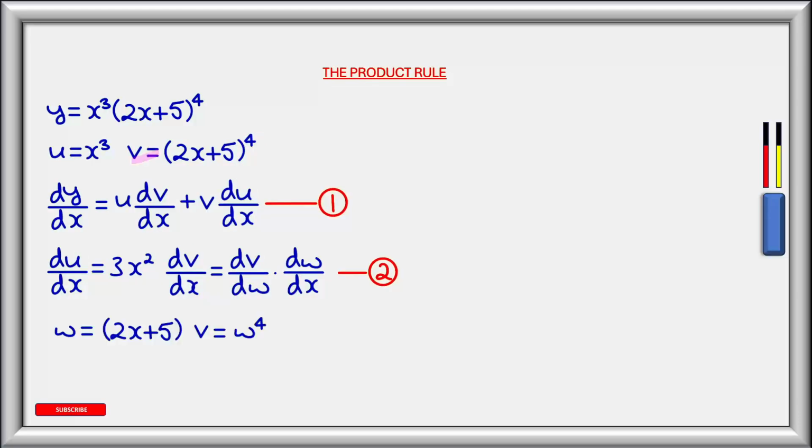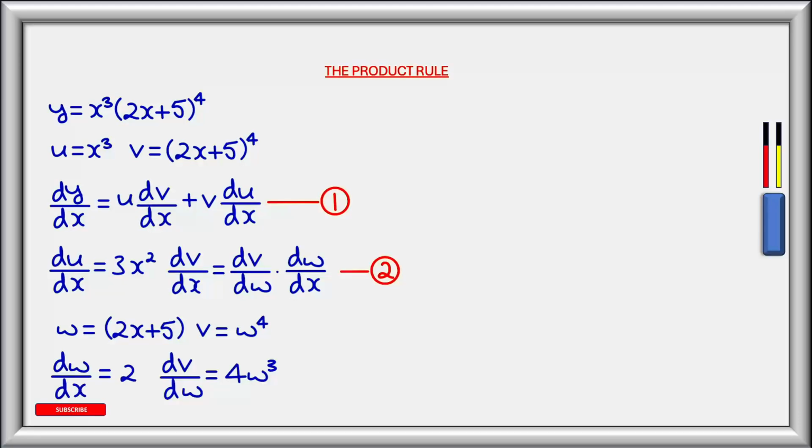So if v is equal to 2x plus 5 raised to the power of 4, we have an inner and outer function. w is the inner function, so w is equal to 2x plus 5, and therefore v is equal to w raised to the power of 4. So now we need to find the derivative of v with respect to w and the derivative of w with respect to x. And to find the derivative of w with respect to x, where w is equal to 2x plus 5, we can use the power rule, and this evaluates to 2.